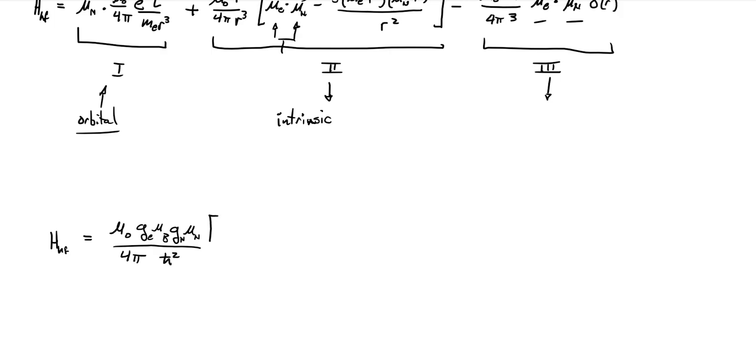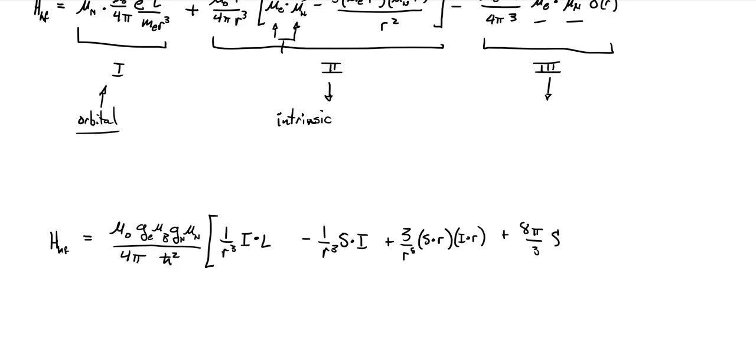h bar squared, and then we have 1 over r cubed, the nuclear spin operator dotted with the orbital angular momentum operator of that electron, minus 1 over r cubed, the electron spin operator dotted with the nuclear spin operator, plus 3 over r to the 5th, electron spin operator dotted with r, nuclear spin operator dotted with r, and then 8 pi over 3, electron spin operator dotted with the nuclear spin operator, delta of r. And this is what our hyperfine interaction term looks like.